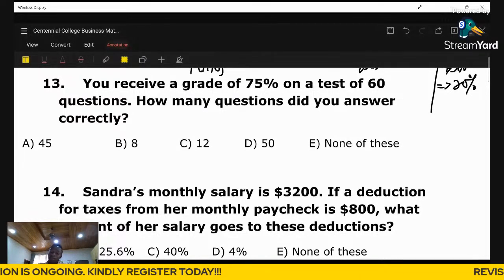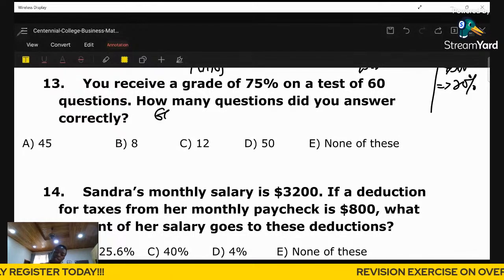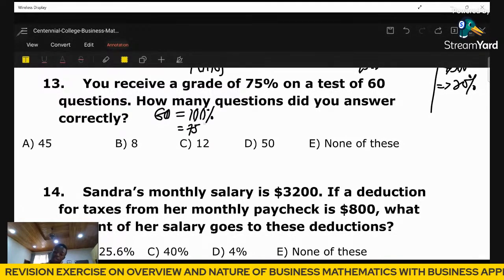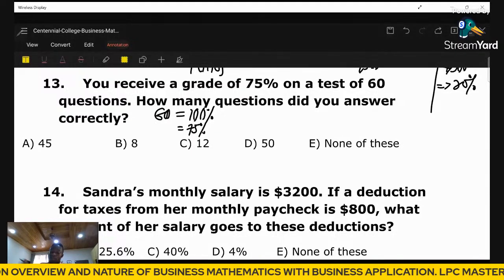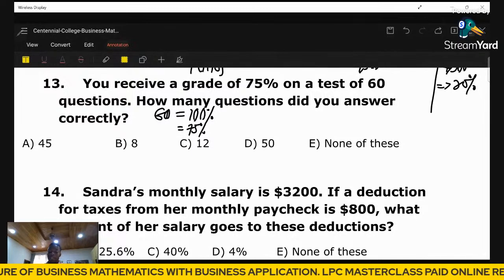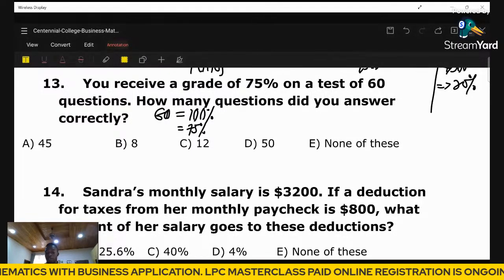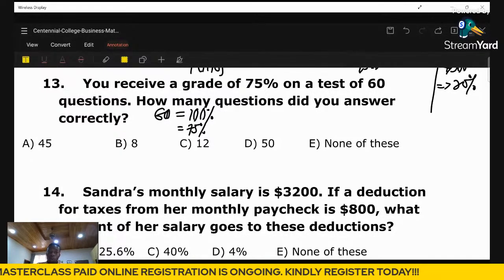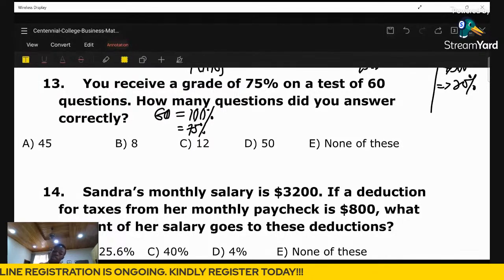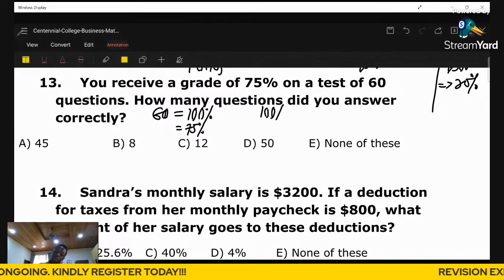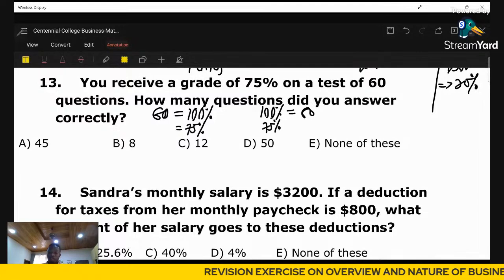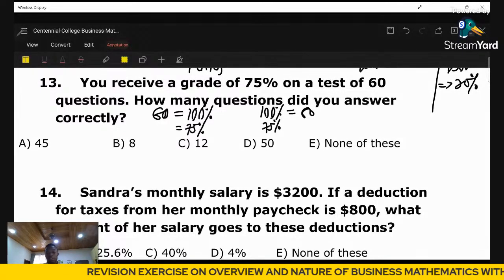So how do you go about this? You know that the 60 questions amount to 100%, right? And you had a mark of 75% as the correct mark for answering 60 questions. We know that the 60 questions is equivalent to 100%. So how do you get the number of questions you answered correctly based on the percentage you scored? Very simple. If 100% of all the questions is 60, what will be 75%? Here, if less, more will divide. That's the principle we are using here.